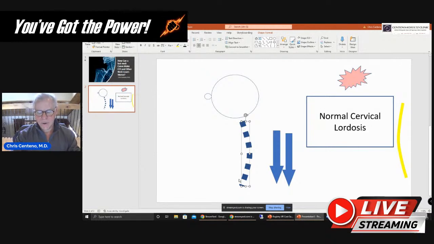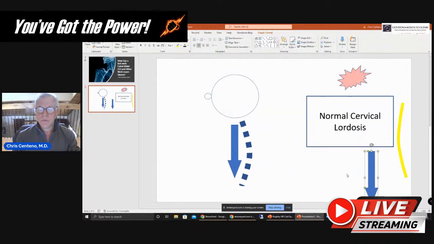And so a couple things are happening here. First thing is we still have a lot of weight going on the discs, right? In fact, in the front part of the discs, and we tend to see in these patients some bone spurs develop up in the front here.